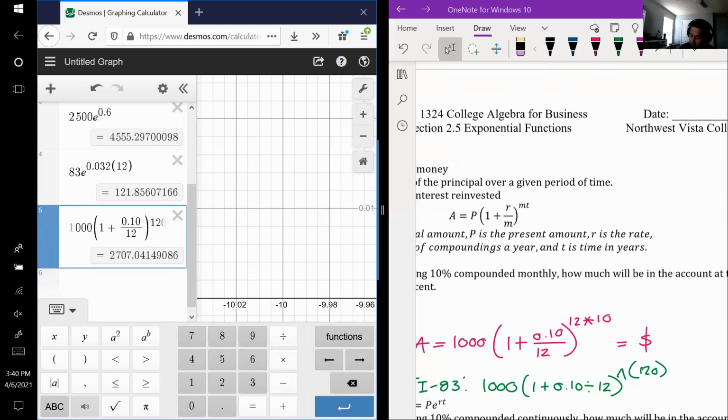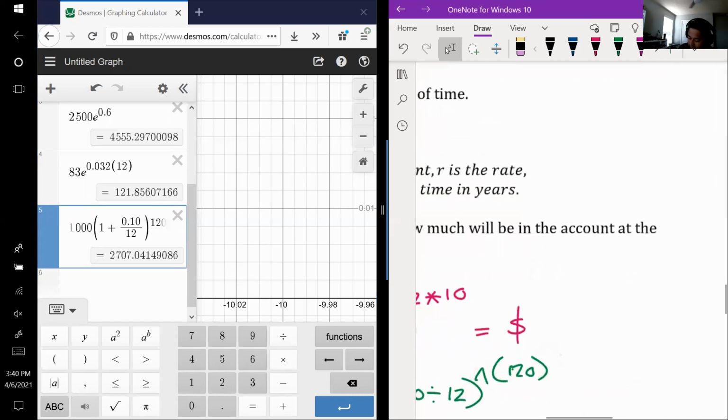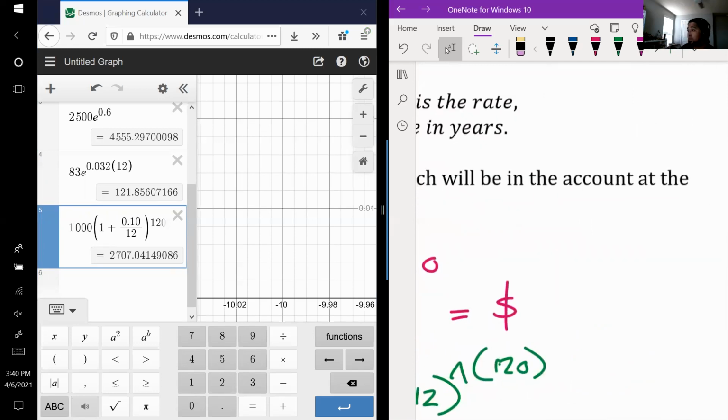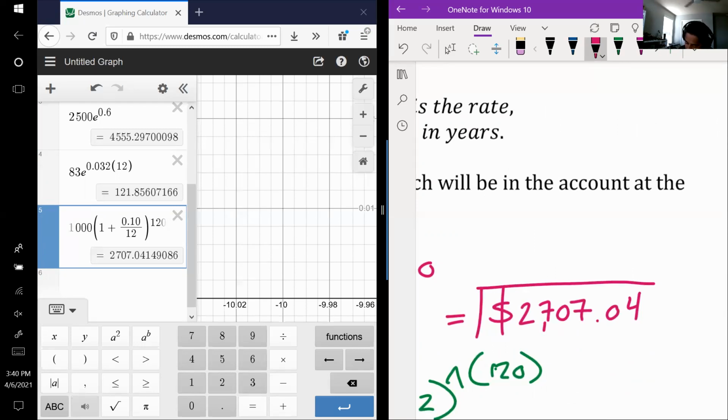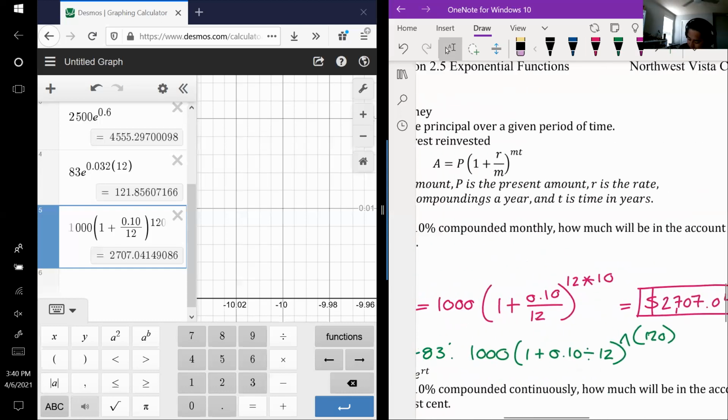There we go. Okay, so what this problem says is that after investing $1,000 at 10% interest for 10 years, where your money makes interest every single month, you will only come out with $2,707.04. That sucks. That means it took you 10 years to make how much money? $3,000 short.